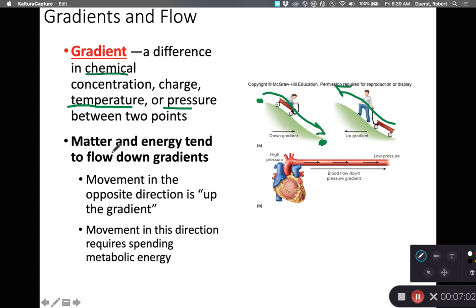When we move with the gradient or down the gradient, that's spontaneous and does not require the input of any energy. However, to move against the gradient, or in this instance, to move up the hill, that requires the input of energy. It's not a spontaneous process. And in our bodies, we will expend a lot of metabolic energy moving chemicals and fluids against their concentration gradients.